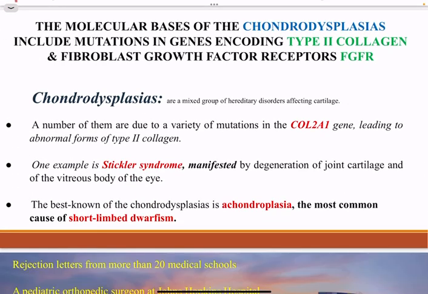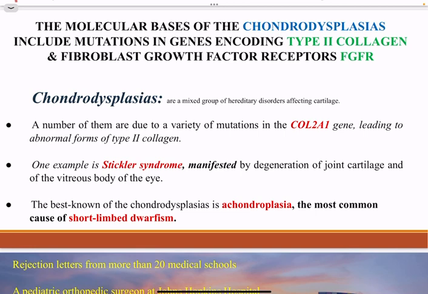These are examples of the diseases that could be developed if we have abnormal structure in our collagen, for example. The molecular basis of the disease called chondrodysplasia includes mutations in genes encoding type 2 collagen or FGFR, which is the disease we talked about, FGFR2 or FGFR3. These diseases are genetic diseases and they could be developed due to the mutation of the collagen itself or the factors that are involved in the formation of the cartilage or the collagen itself or the formation of the cells.